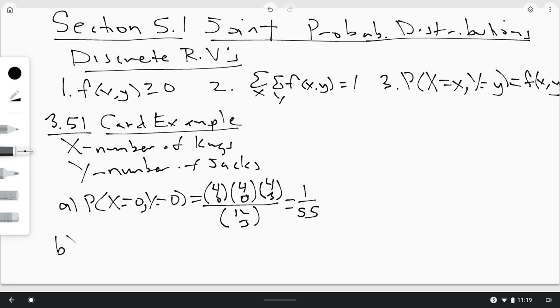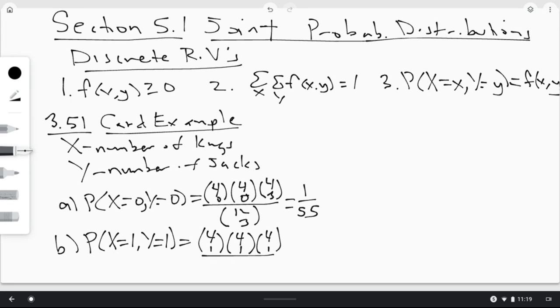B, what's the probability that X is equal to 1 and Y is equal to 1? Well, that looks very similar to that. That means we choose 1 king, 1 jack, and the remaining card has to come from the queens, divided by the total number of ways we can do that. And I have 16 over 55. That's my answer.